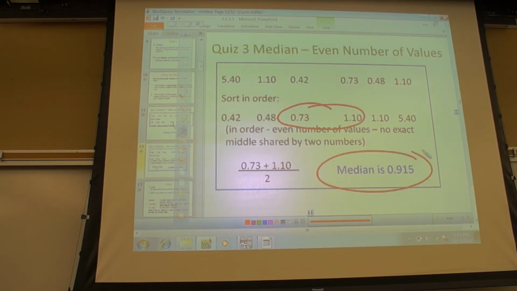Okay, everybody good with these parts? Yeah. Okay.